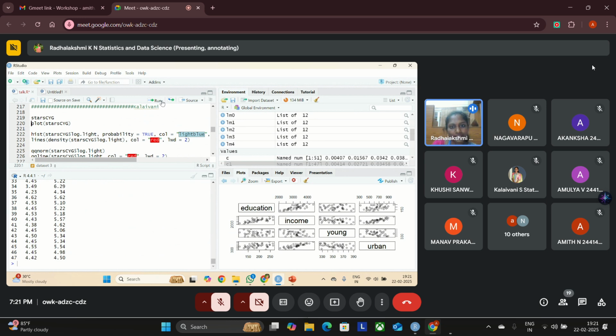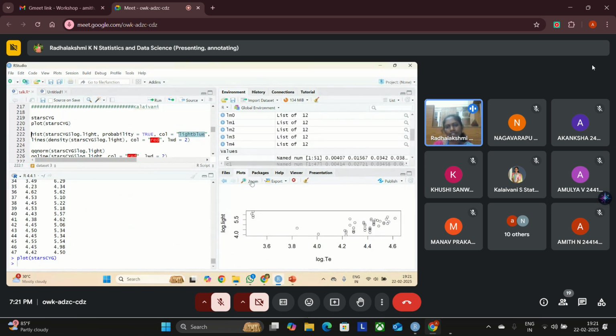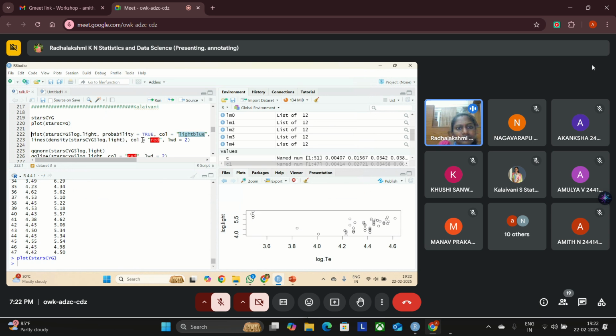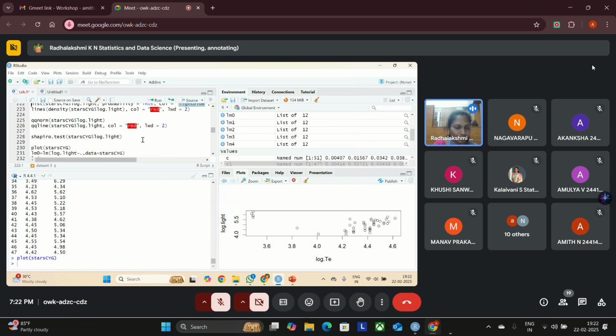We will see the plot of the star CYG data set. By looking at that plot, you can see how the trend or the fitted line will be. Majority of the points are on this side, and only a few points are on this side. By visualizing the scatter plot, we can find there is a relationship between the X and Y variables. We have done the histogram, the QQ norm plot and also the Shapiro-Wilk test. In that test, for this data set, you got a p-value of more than 0.05, so normality is accepted. Then you proceed with least squares.